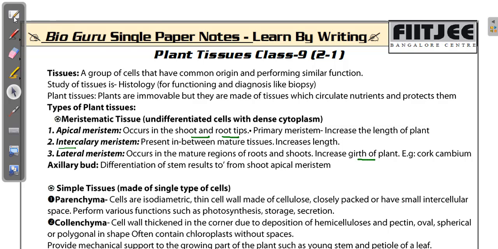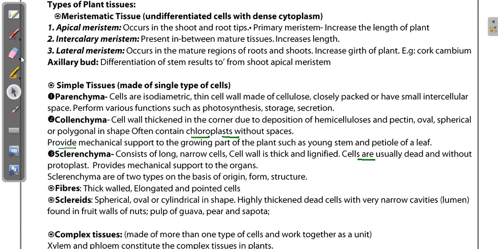Let's look at the complex tissues, rather the simple tissues, than the meristematic tissues. The simple tissues are defined. These are very much differentiated tissues where they are made up of a single type of cells. So these tissues will remain in the plant body for a longer time. So that's why even this is called simple permanent tissues, as per your book.